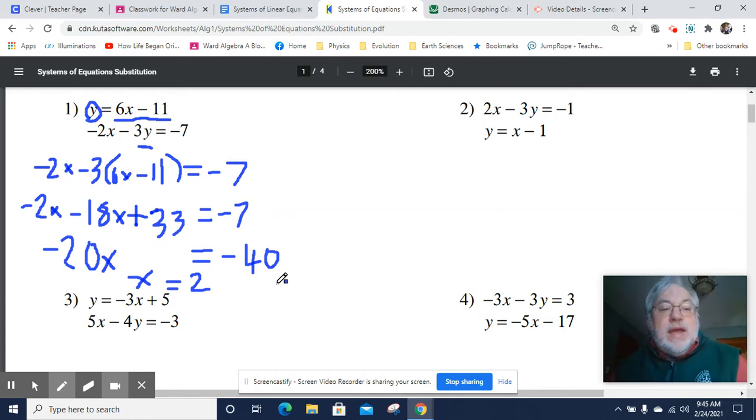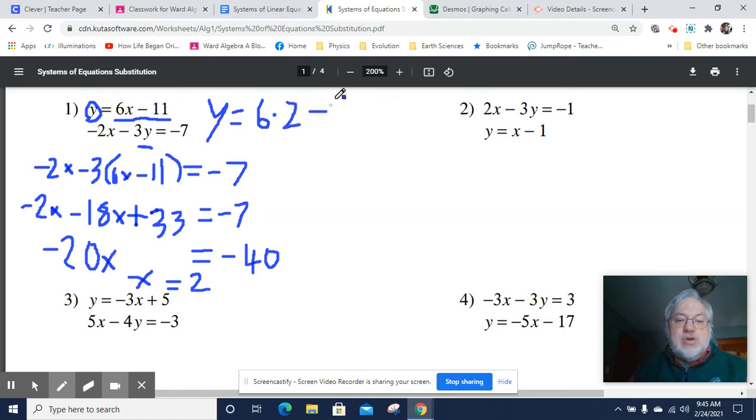Okay, so now that I know what x is, I can go back and plug it into my original equation. And I'll say y equals 6 times what I know x will be, which is 2, and then subtract 11. Okay, and at this point, we've got 12 minus 11. y equals 12 minus 11. So y equals 1. Okay, so now I know y is 1, x is 2. My solution is (2, 1).